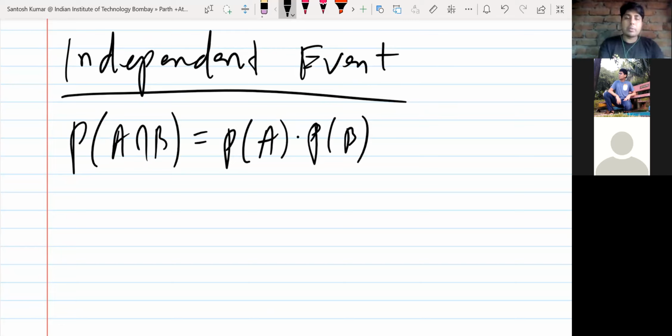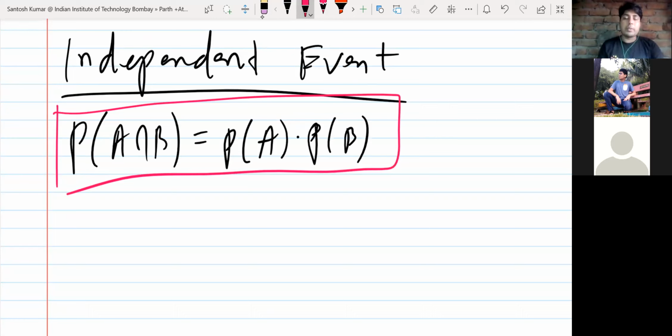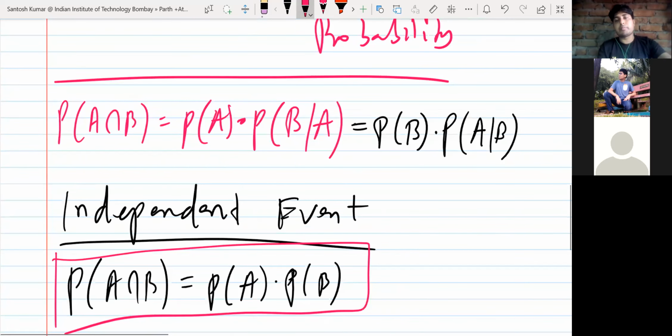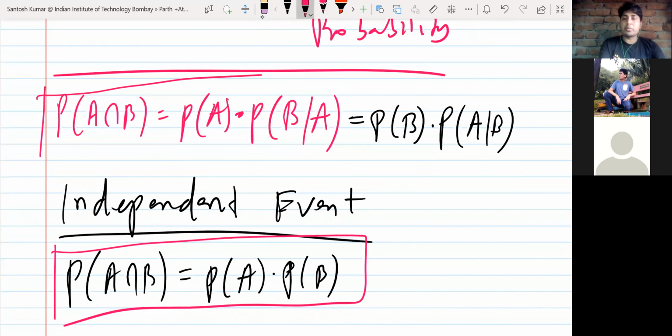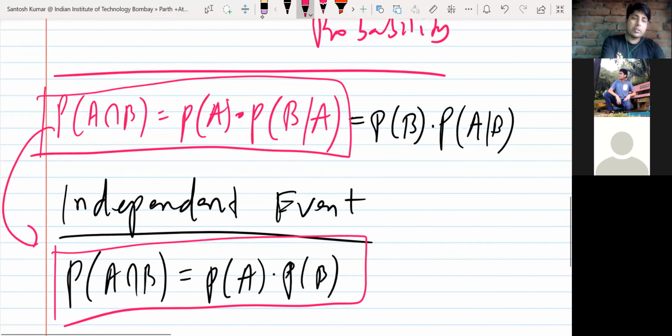Now you can see one thing. This is an independent event. A and B are said to be independent if probability of A intersection B is equal to PA into PB. Now you compare it with this formula, which was the multiplication of probability. You compare both. So what do you find? If A and B are not independent, then you can use this formula. If A and B are independent events, then you can use this.